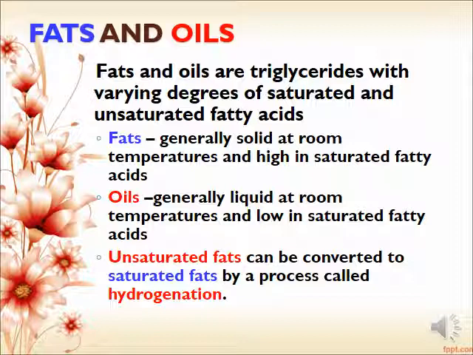So we have covered that fats are solid at room temperature, which are high in saturated fatty acid, whereas oils are generally liquid at room temperature and they have low saturated fatty acid content. So unsaturated fat can be converted to saturated fat by a process called hydrogenation. It means you are converting oil to fat.